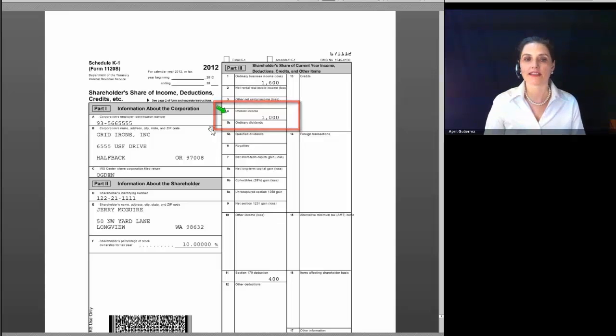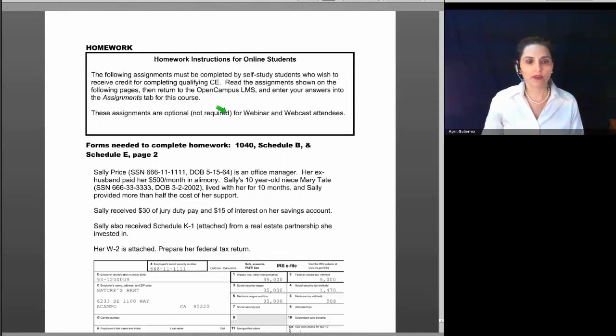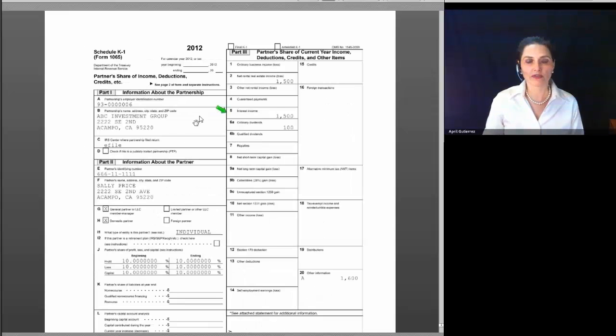It has to retain its character and be carried over to the 1040 in that manner. If we go over to the homework assignment, you will see we also have another K-1. This is for a partnership because it's a 1065 K-1. It's reporting line 5 interest income of $1,500 and ordinary dividend income of $100. That income needs to retain its character as well and carry over to the appropriate lines of the 1040 form.